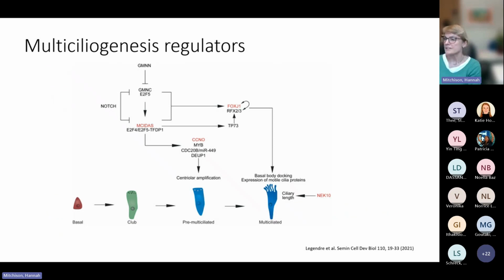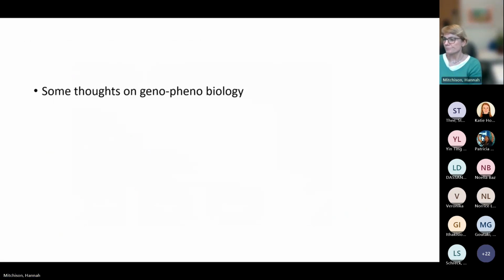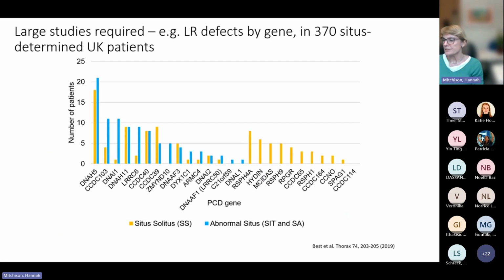And those are the multiciliogenesis regulators, and I refer you to the Legendre review again, 2021, to look at a little bit more into those if you're interested in RGMC generation. Okay, so I'm already nearly at the hour. I'm going to take perhaps 5 more minutes with some thoughts.